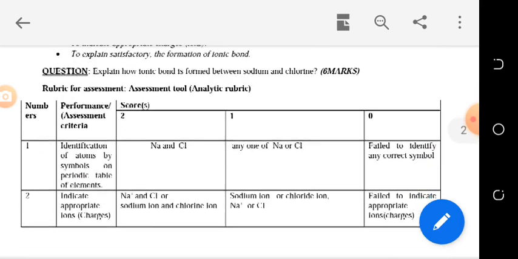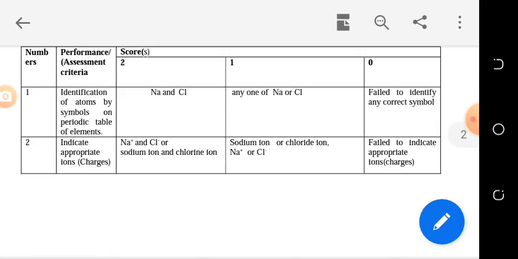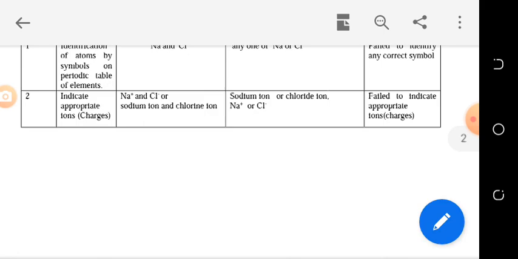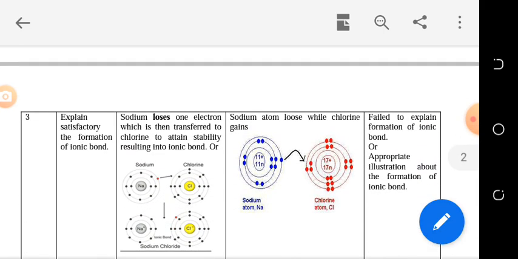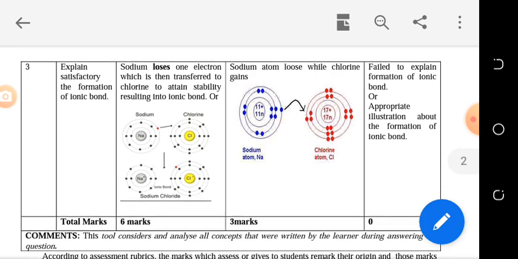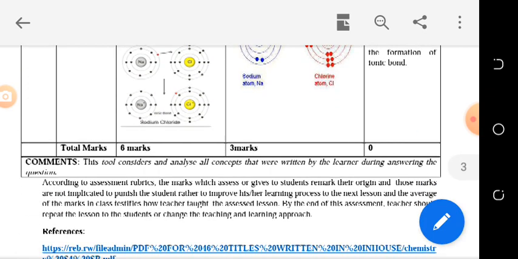So I thank you very much for attending. This is the assessment rubric I have prepared for you to share on how we will be marking our students properly. Thank you very much.